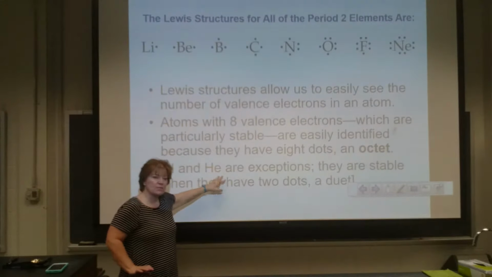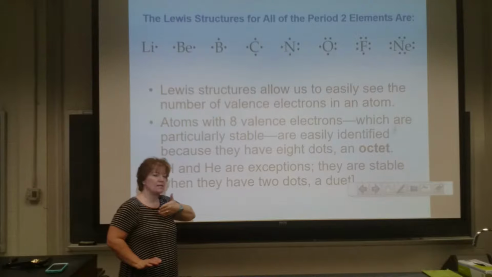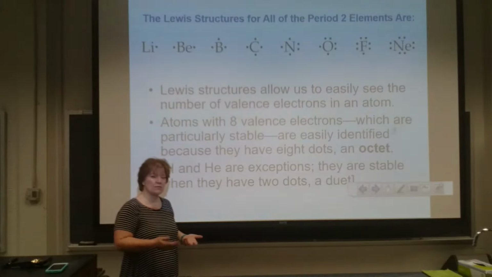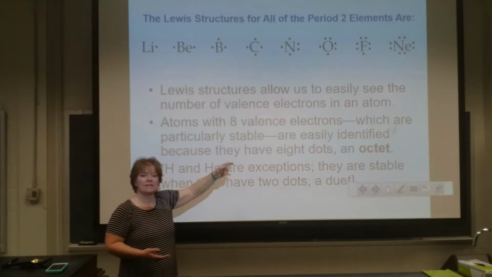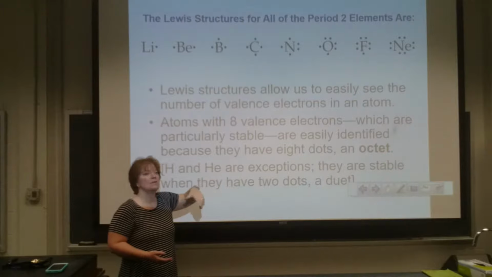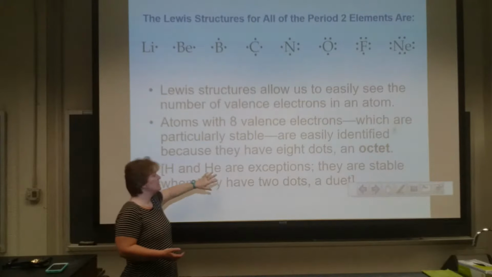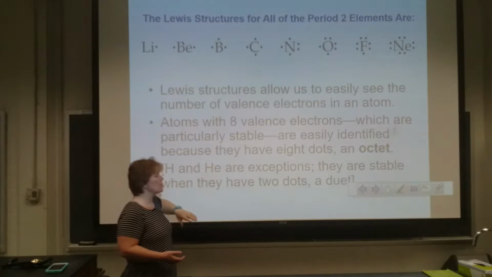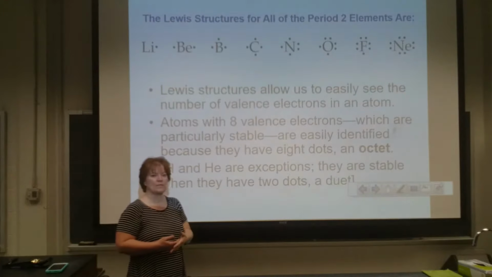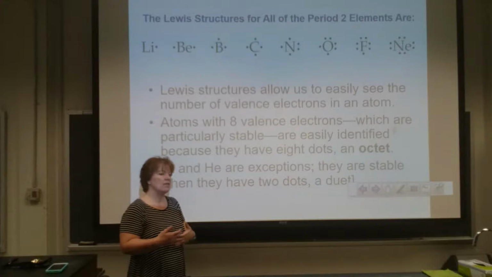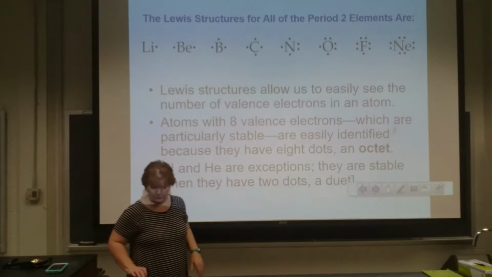There are some exceptions. Remember, hydrogen and helium are in period 1, and that first energy level can only hold 2 electrons. Most elements are trying to get an octet. Oct, remember, is the prefix for 8. Almost all elements are trying to get 8. Hydrogen and helium are exceptions. They're going to be stable with 2. Also, lithium and beryllium tend to lose electrons, and they'll be trying to get to 2.